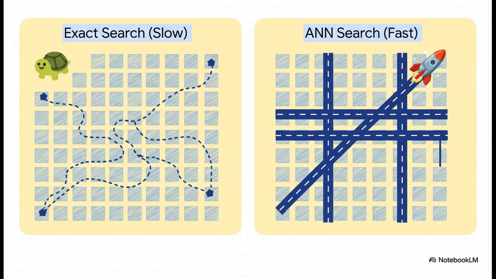You start on the top level express lane to get across the city really fast, then you drop down to the local roads to find the right neighborhood. The result? You get there almost instantly. Now, you might sacrifice a tiny bit of perfection. Maybe you get a 99% perfect result instead of 100%, but the jump in speed is just massive. We're talking about a search going from minutes to milliseconds.